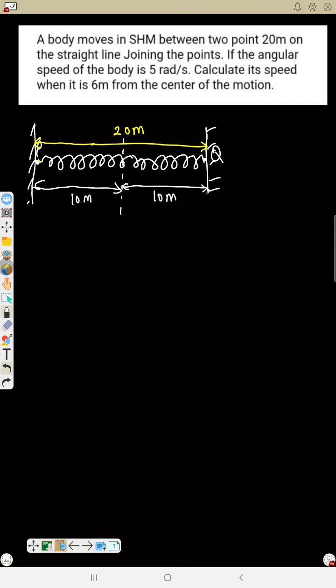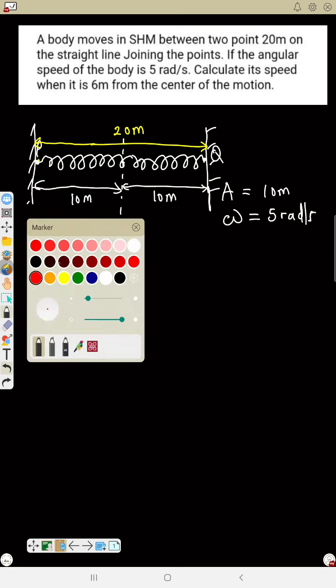So now this will be the maximum displacement. I told you that from the equilibrium position to where the object is currently is the maximum displacement. That means in this case A is 10 meters. Now if A is 10 meters, let's proceed. If the angular speed of the body is 5 radian per second, then calculate the speed when it is 6 meters from the center of motion.